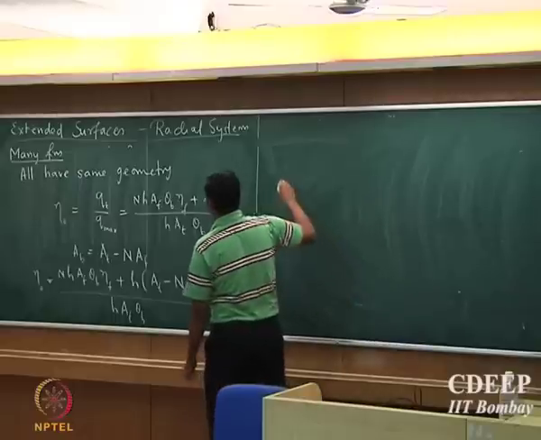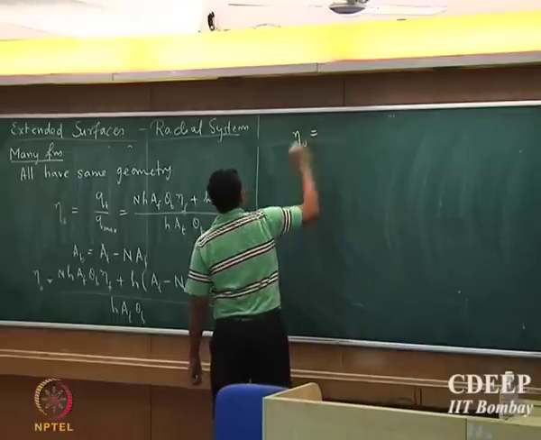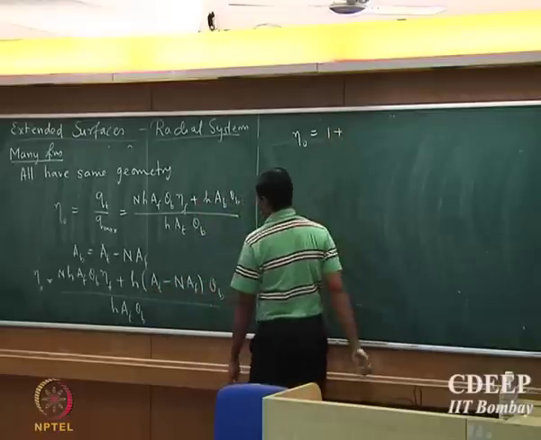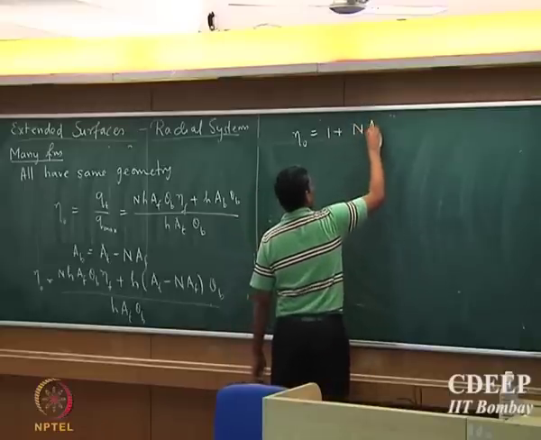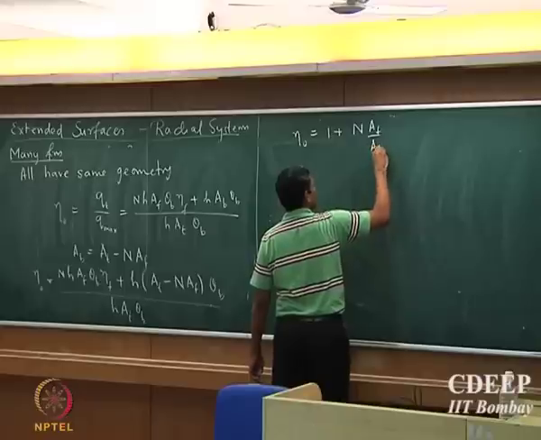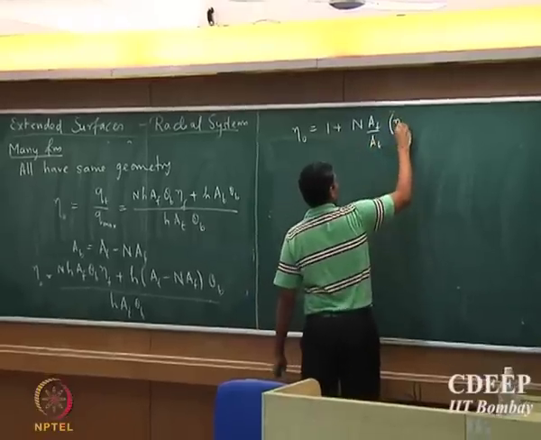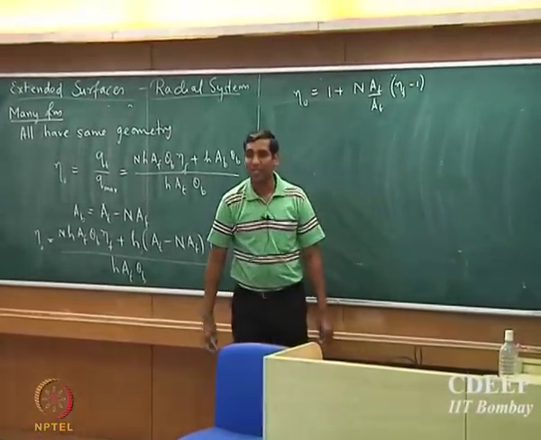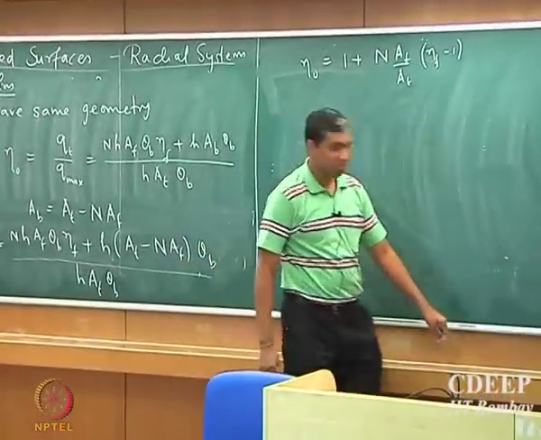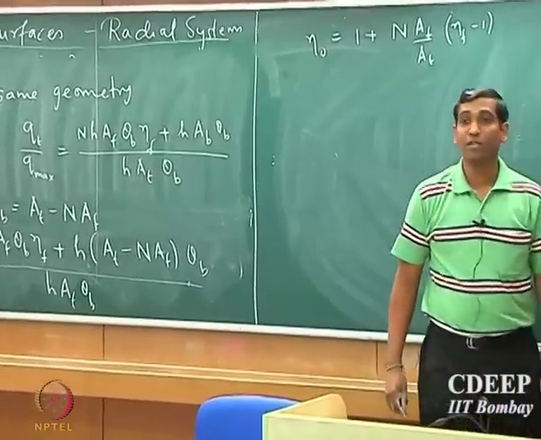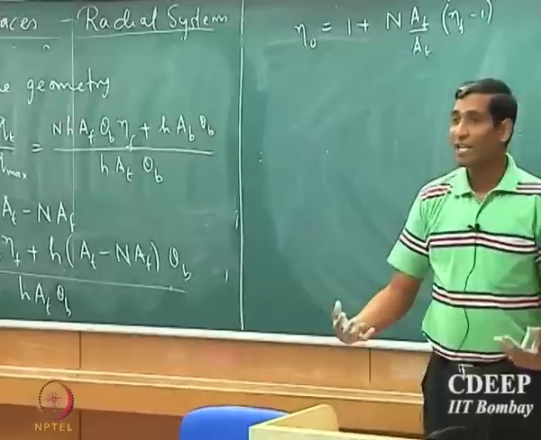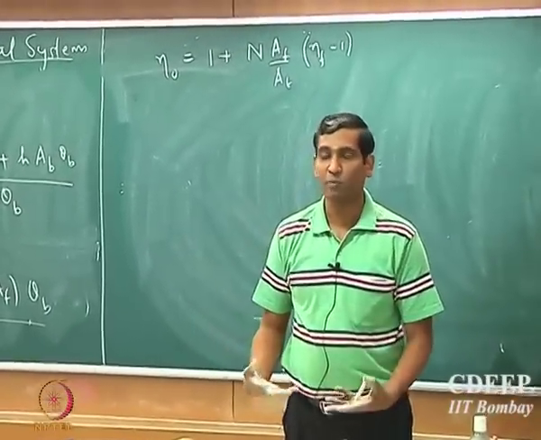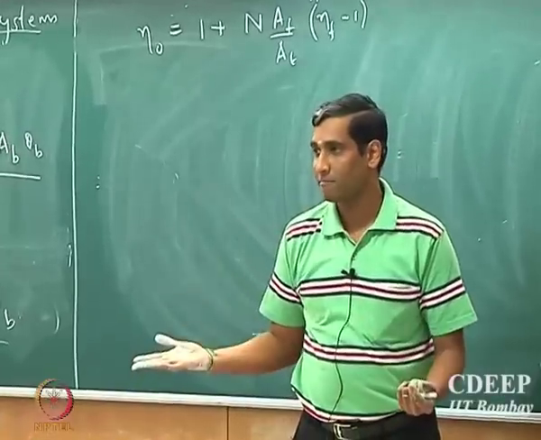So we can do a simple algebraic rearrangement. This term will become 1, so it will be 1 plus n into AF by AT into eta f minus 1. So the efficiency of the composite system can now be easily expressed in terms of the efficiency of a single fin. What it tells you is that if you are able to model and quantify the heat transport process in one fin, you are done.